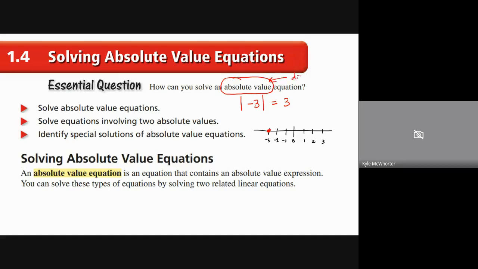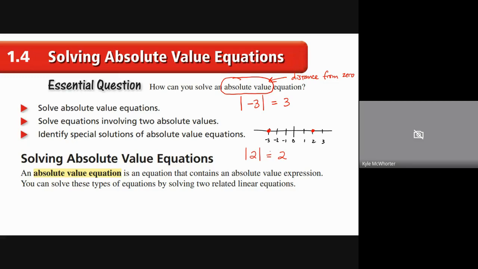Absolute value means distance from zero. How far away from zero is this number? So the absolute value of -3 is 3, because -3 is 3 units away from zero. What's the absolute value of 2? Well, here's 2 on the number line. How far away from zero is it? 1, 2 units. So the absolute value of 2 is 2.